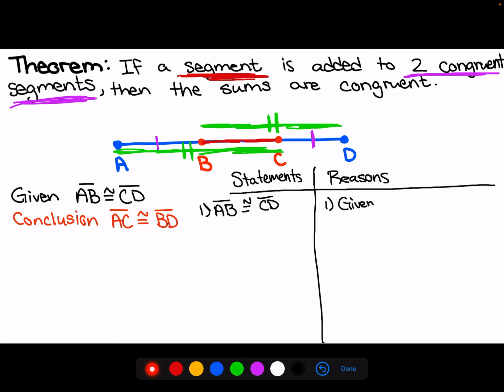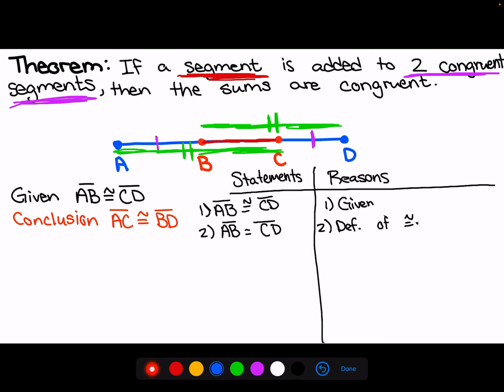From here, if they're congruent to each other, then I should be able to say that they're equal. So AB is equal to CD, and that's by the definition of congruency. Meaning, if two segments are congruent, then they are equal to each other. And you'll see that in the paragraph proof. I have the conditional statement written out in that.